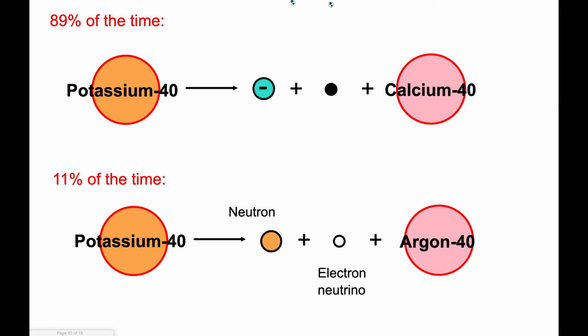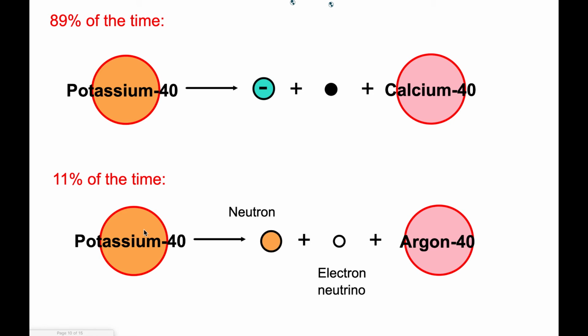Now, not every single unstable nuclei will decay the same way. For example, potassium-40 can undergo beta-minus decay. So one neutron in its nucleus will turn into a proton, shoot off an electron, and turn into calcium-40. That'll happen 89% of the time. Calcium-40 is more stable than potassium-40. 11% of the time, it'll go through a slightly different process, and it will eventually become argon. Argon is also more stable than potassium-40.